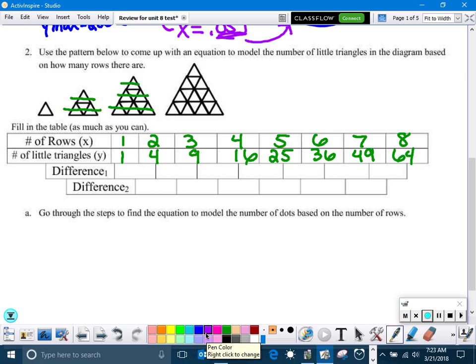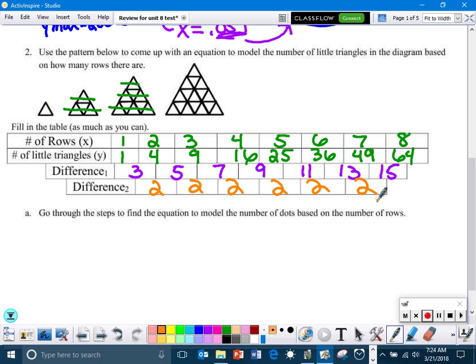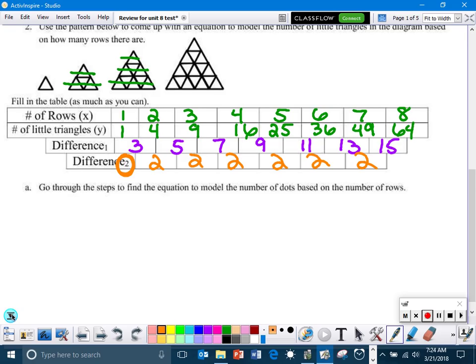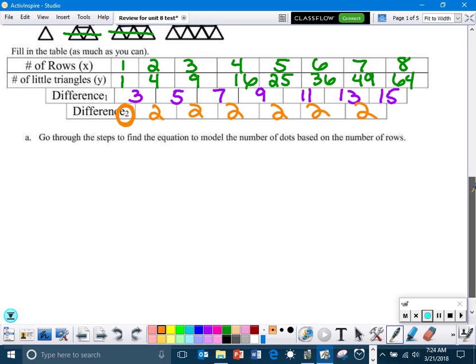Okay, so now the next row. What's the difference between 1 and 4? That's 3. And then 5. And then 7. And then 9. And then 11. And then 13. And then 15. Okay, one more level. So in the next level, we have 2, 2, 2, 2, 2, 2. Okay, notice it took 2 levels in order to get to the same number. It's repeating. Okay, it's the same number at level 2.